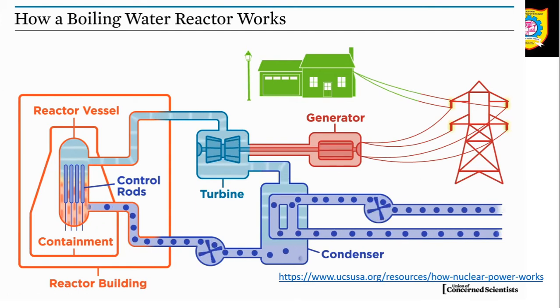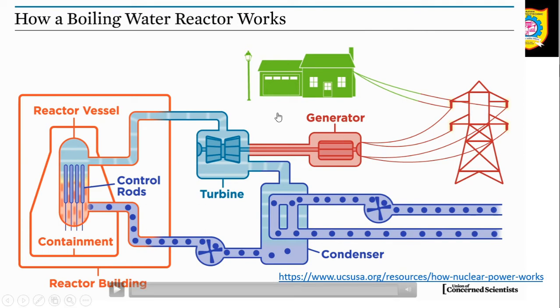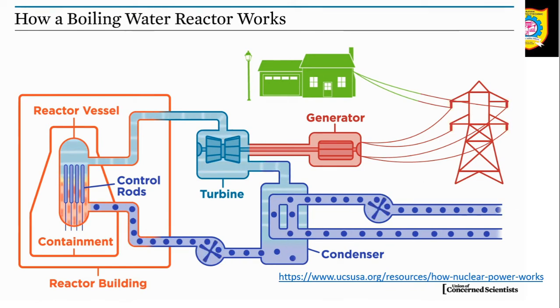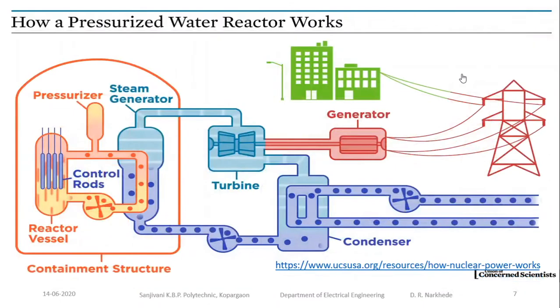The advantages of this reactor include the small size pressure vessel, high steam pressure and simple construction. The overall efficiency of this boiling water reactor is nearly 33%. So this is one of the commonly used reactors. The next reactor is the pressurized water reactor.